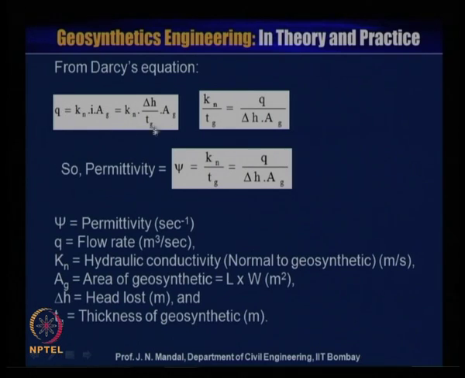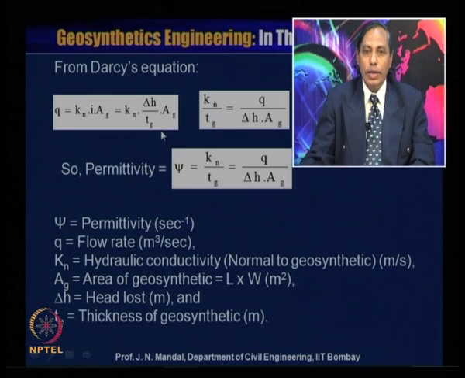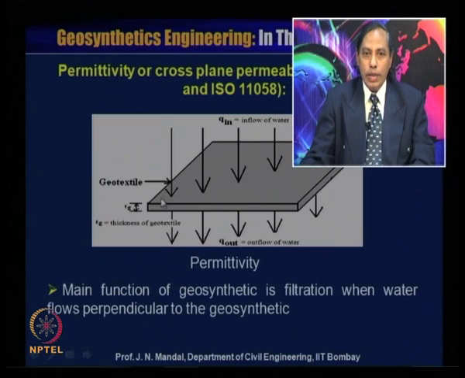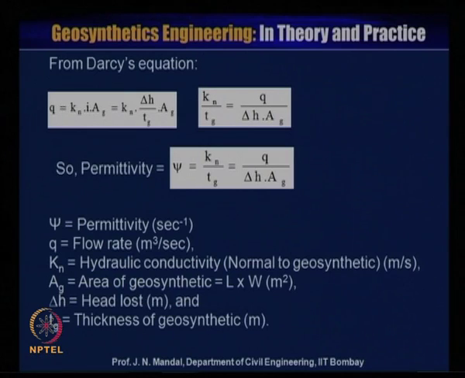Tg is the thickness of the geosynthetic material, delta H is equal to head loss, and Ag is equal to area of geosynthetics, and area of geosynthetics is length into width. You can say this is the length of the geotextile material and this is the width of the geotextile material. So, area will be length into width, so we can write Ag also as length into width.